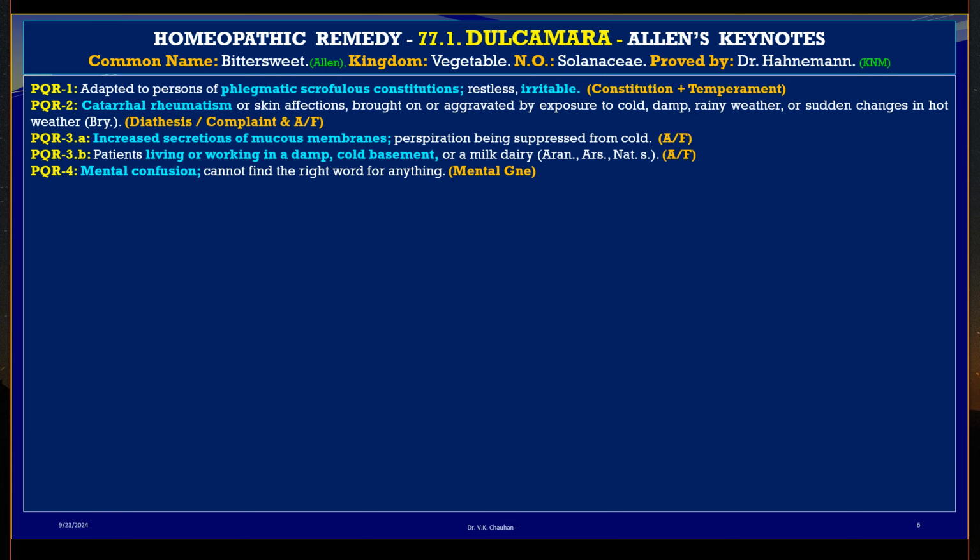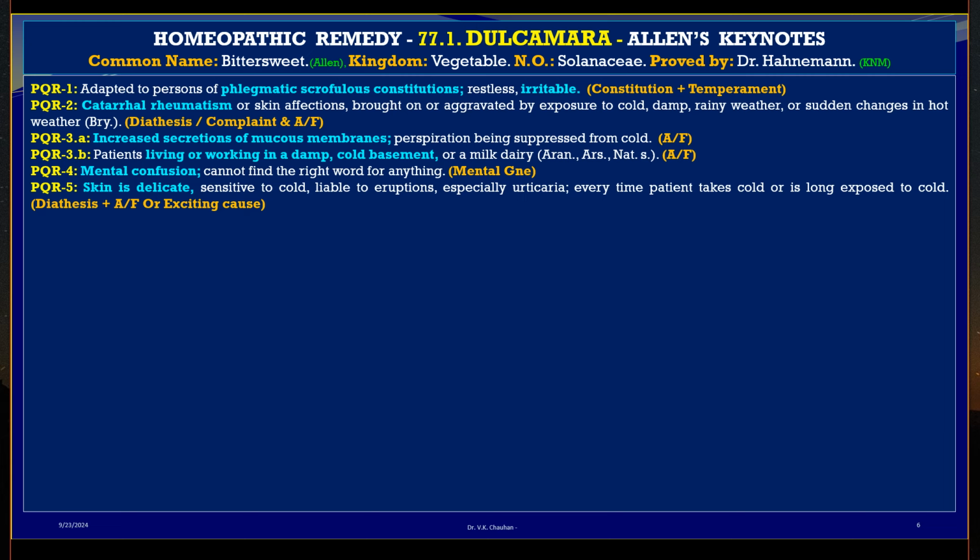Now we go to PQR4: mental confusion. Cannot find the right word for anything. This is a mental general, and in mental generals, confusion is a very important symptom of Dulcamara, and especially the source of confusion is memory lapses. He cannot remember, so he is confused. His orientation of thinking, the thought process, is disturbed. So his conclusion will be disturbed. So he cannot decide for.